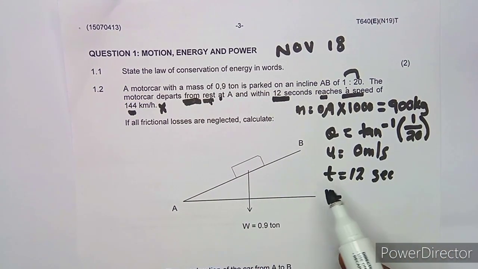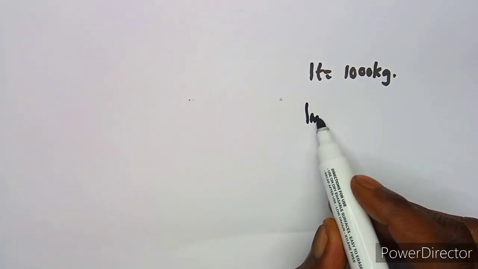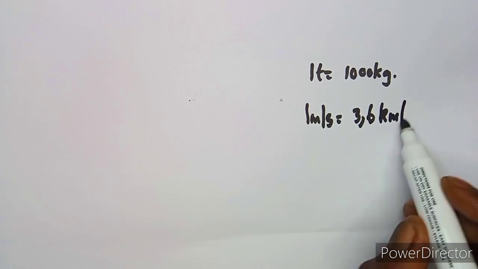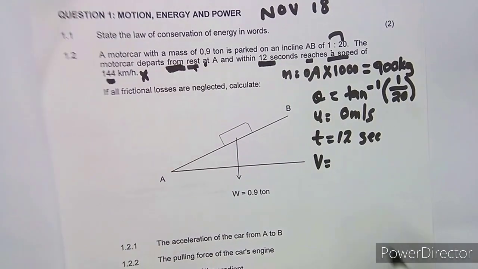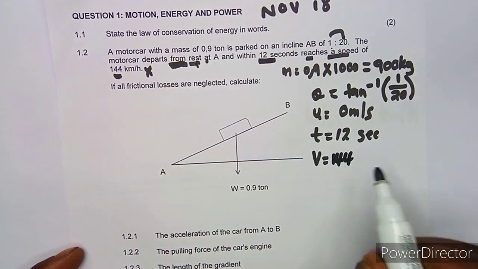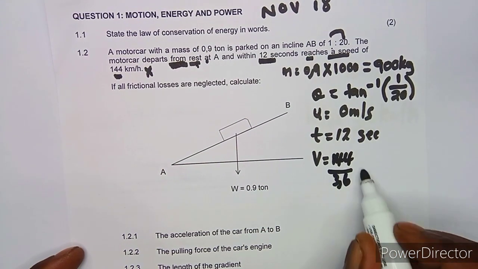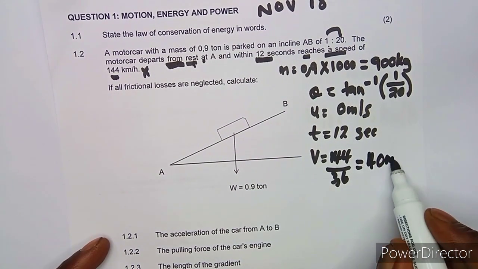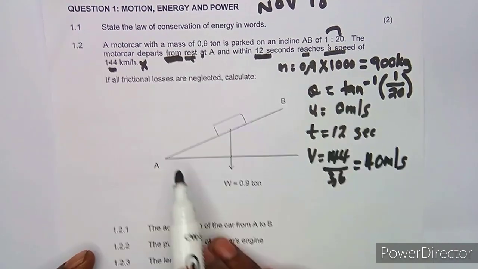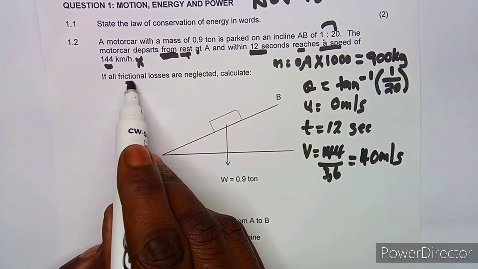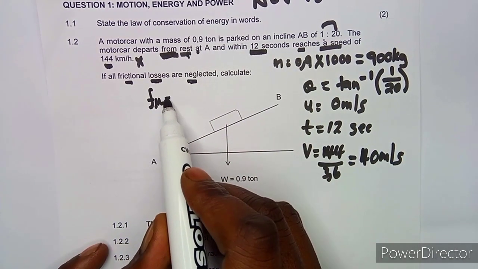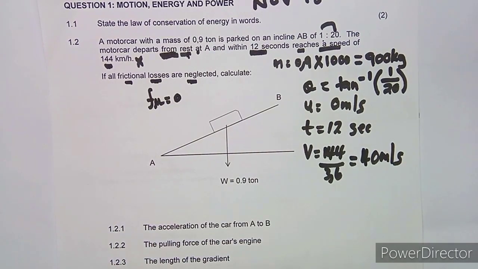So remember the conversion, that 1 meter per second is equal to 3.6 kilometers per hour. So we have to divide by 3.6. 144 divided by 3.6 gives us 40, so this will be 40 meters per second. I think all the information is there, and if all friction losses are neglected, which means we are not having the losses, so the frictional force we just put as 0.